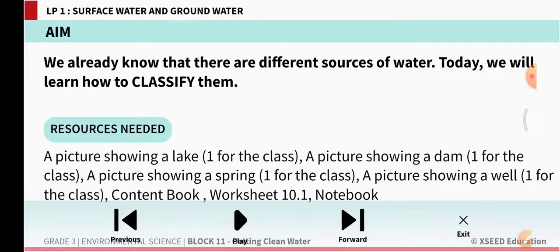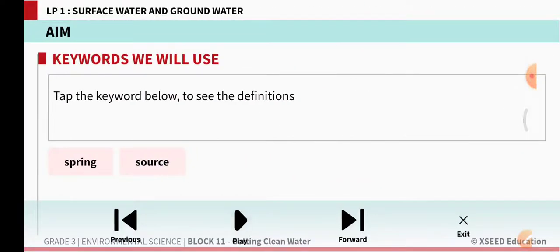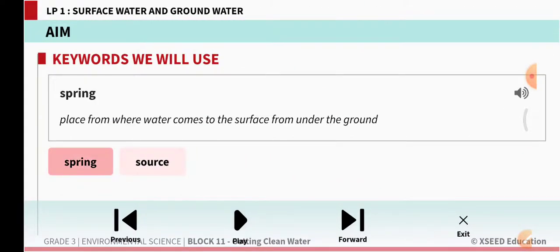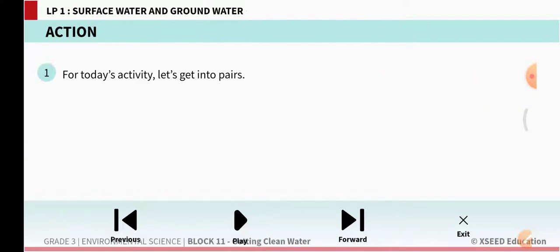We already know the different sources of water, like the sea, rivers, ponds, lakes, dams, reservoirs, wells. Today we will learn how to classify them, how to sort them, right? So the keywords we are going to learn are spring. What is a spring? Place from where water comes to the surface from underground. Source means place from where something begins.